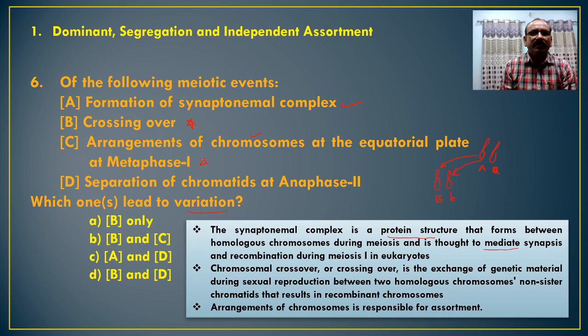Hence, even this is also the reason behind the variation, and that is B and C. These are the answers, because here the separation of the chromatids at anaphase 2 is not responsible. It is a simple type of division, just like mitosis, and hence it is not contributing any role in the process of variation. Hence the answer becomes B and C, and that is given in B. Hence it is the result or the answer.